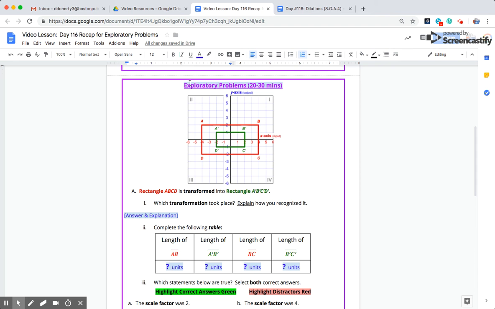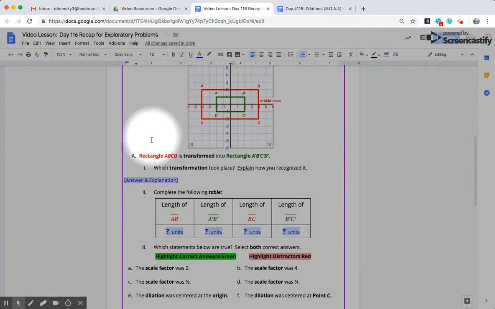So for the first exploratory problem here, problem A, we were told that rectangle ABCD, this red rectangle, is transformed into rectangle A'B'C'D', which is this smaller green rectangle. And the first question you were asked is which transformation took place and to explain how you recognized it.